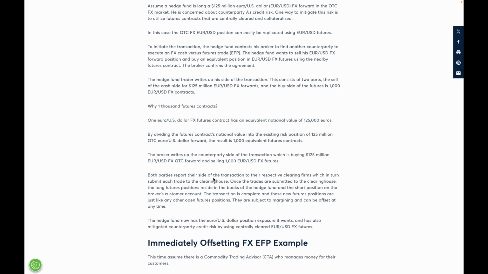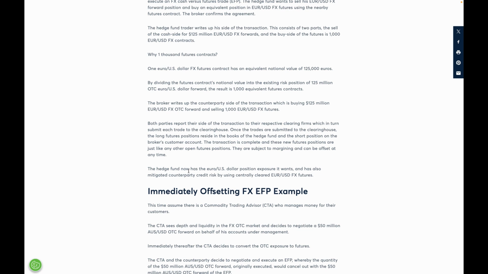Both parties report their side of the transaction to the respective clearing firms, which in turn submit each trade to the clearinghouse. Once the trades are submitted to the clearinghouse, the long futures position resides in the book of the hedge fund, and the short position in the broker's customer account. The transaction is complete, and these new futures positions are just like any other open futures positions. They are subject to margining and can be offset at any time.